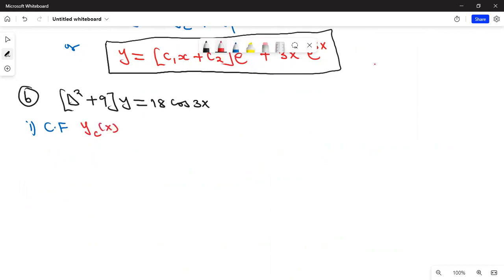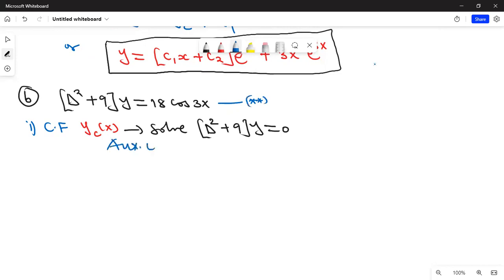And how do we get it? You need to solve the homogeneous part of that equation. That's d squared plus 9 operating on y to give us 0. Remember, we are solving the homogeneous part of this equation. We call it equation star. So what is the auxiliary equation? The auxiliary equation is d squared plus 9 is equal to 0.